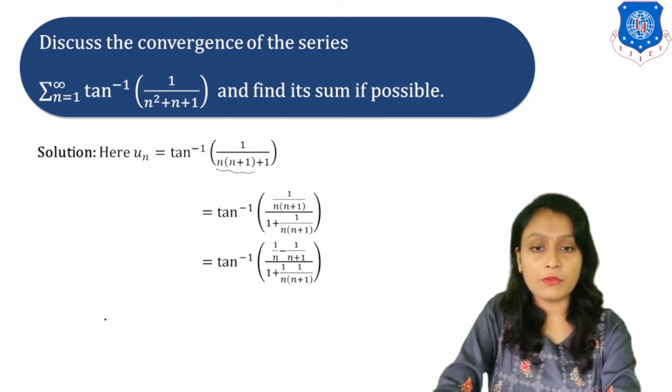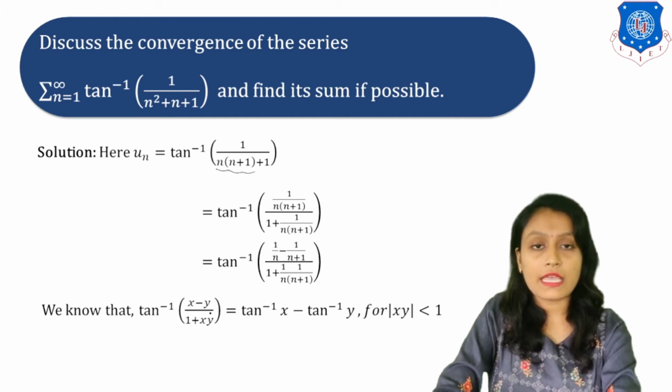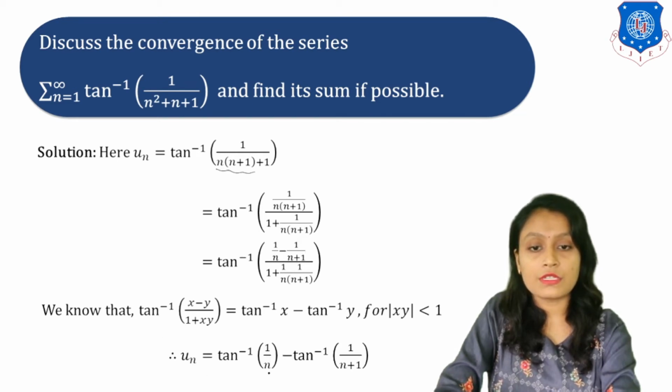Now we know this formula: tan inverse of (x minus y) upon (1 plus xy) is equal to tan inverse x minus tan inverse y, for mod xy less than 1. So we will apply this formula here. So this is your x and this is your y. Okay, so you will get un as tan inverse 1 upon n minus tan inverse 1 upon n plus 1.